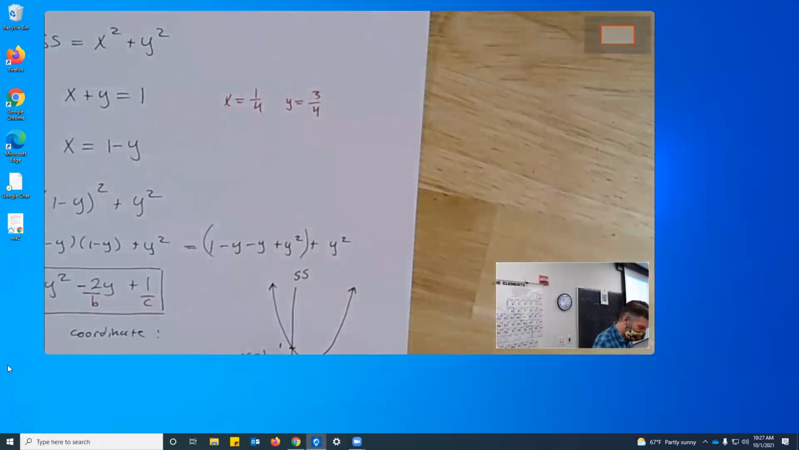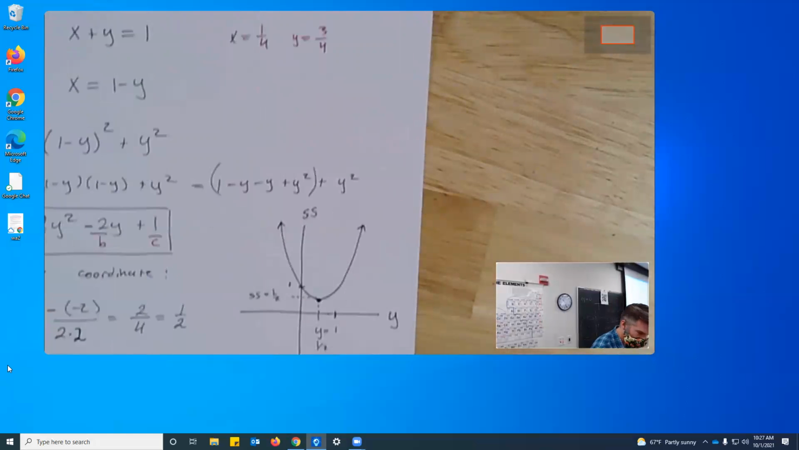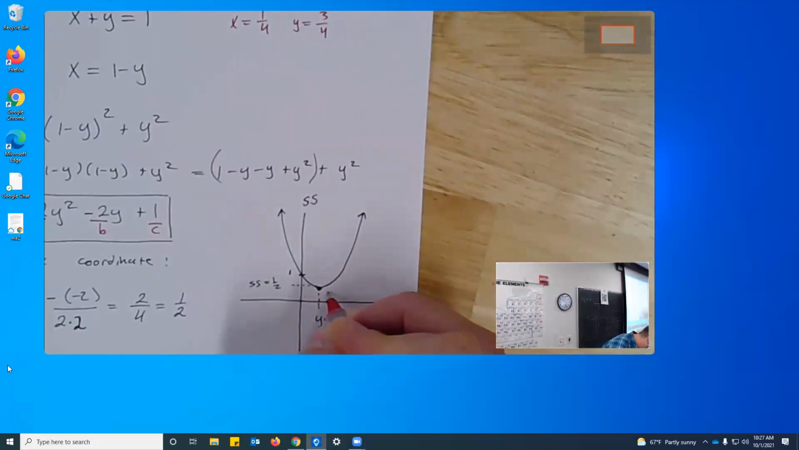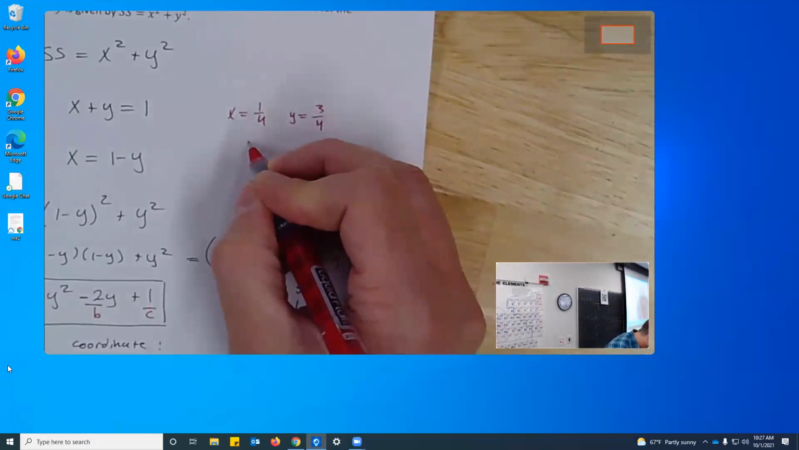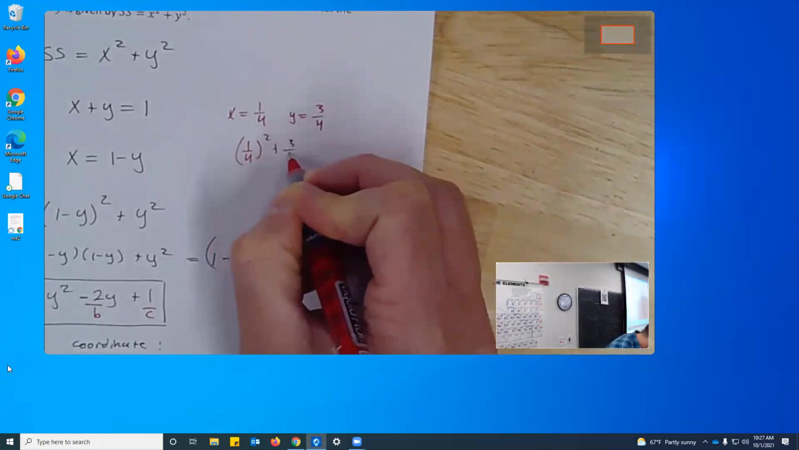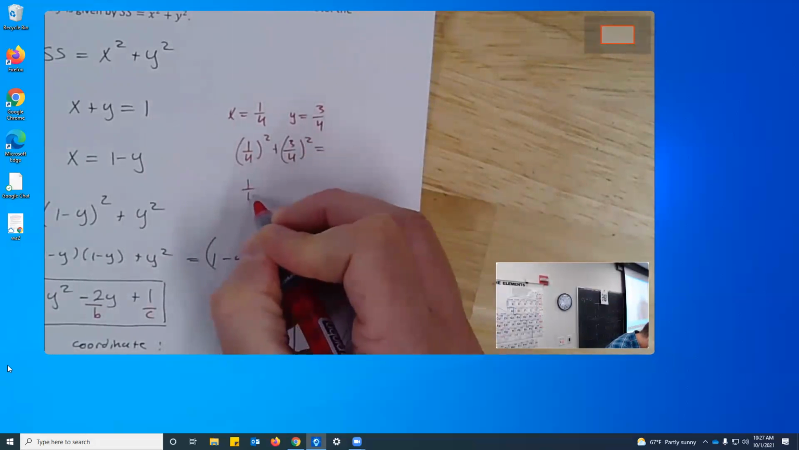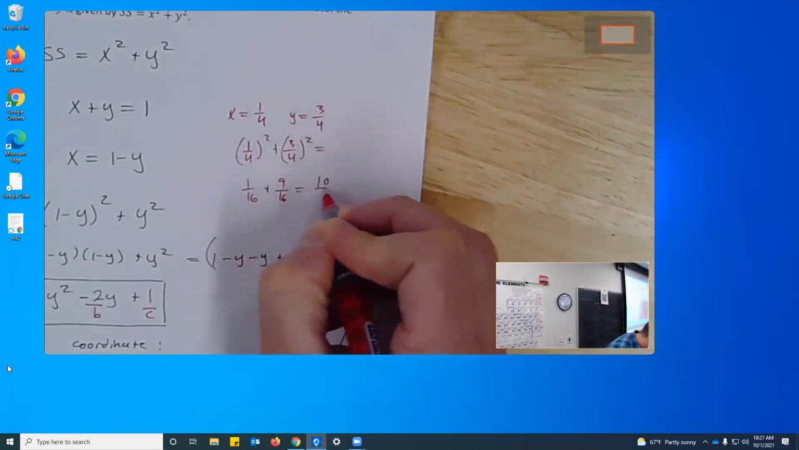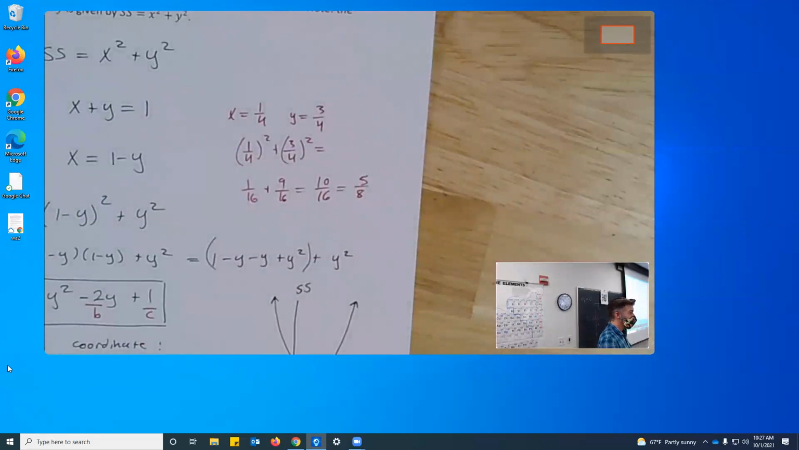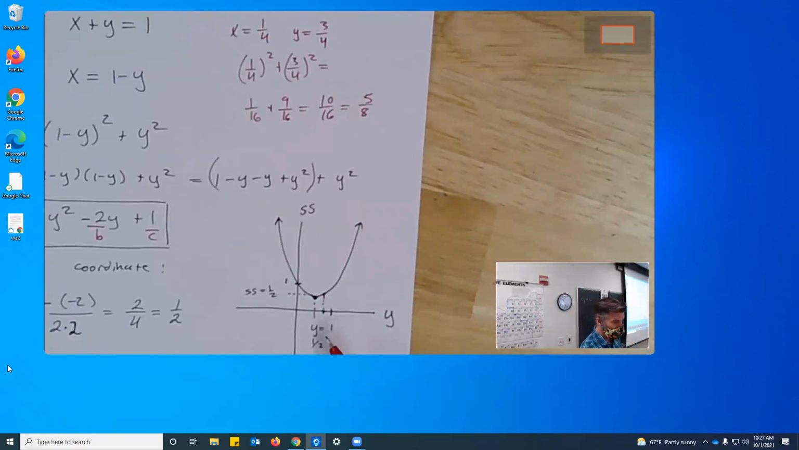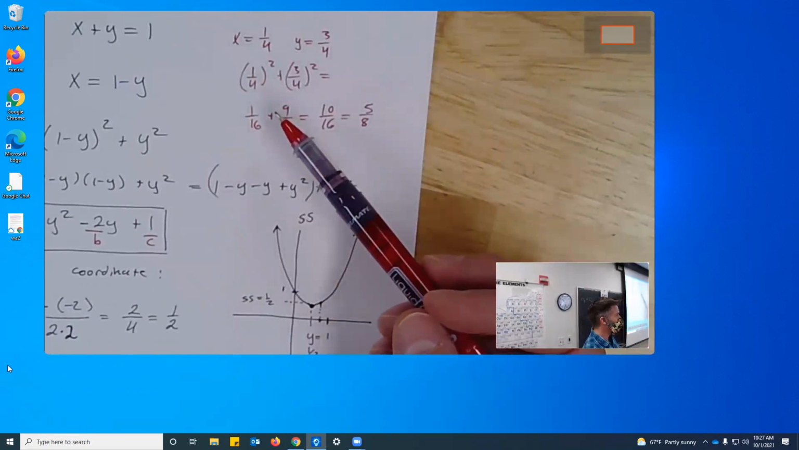So here's the thing. We've got a y value that's 3/4. I'm going to go back to the picture for a second. We're right here. We should get a larger sum of squares because we've picked not the minimum point. Let's see if it's larger. So 1/4 squared plus 3/4 squared is going to be 1/16 plus 9/16, which is 10/16, which reduces to 5/8, which is definitely bigger than 1/2. So we have evidence that what we've done is correct. We found the y value that actually gives you the minimum sum of squares, and there is no other y value that's going to give you a smaller sum of squares.